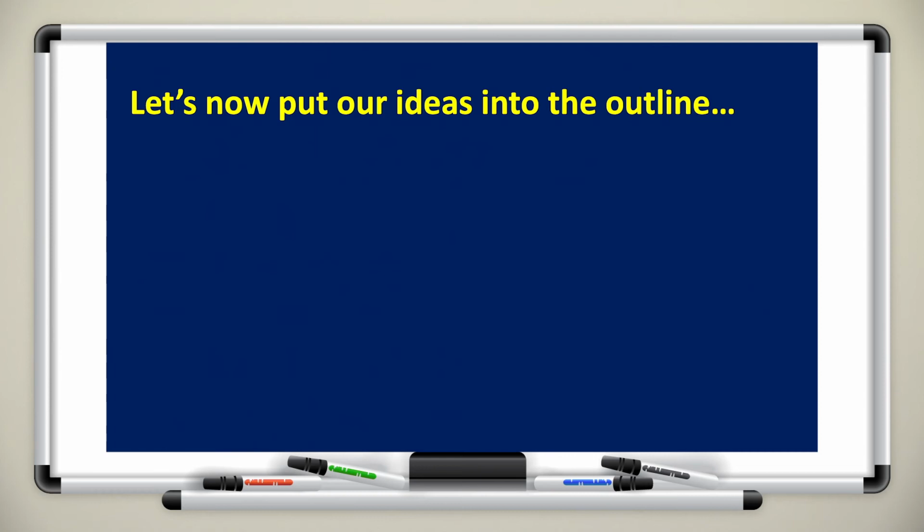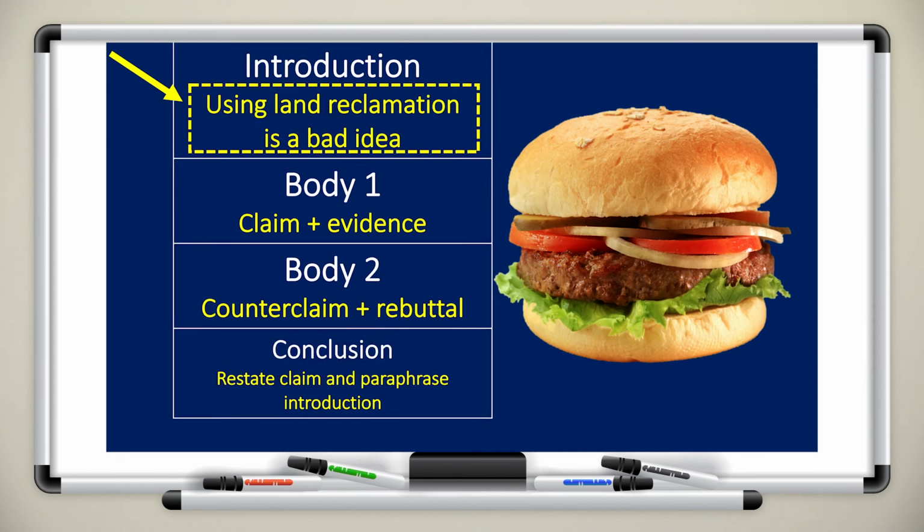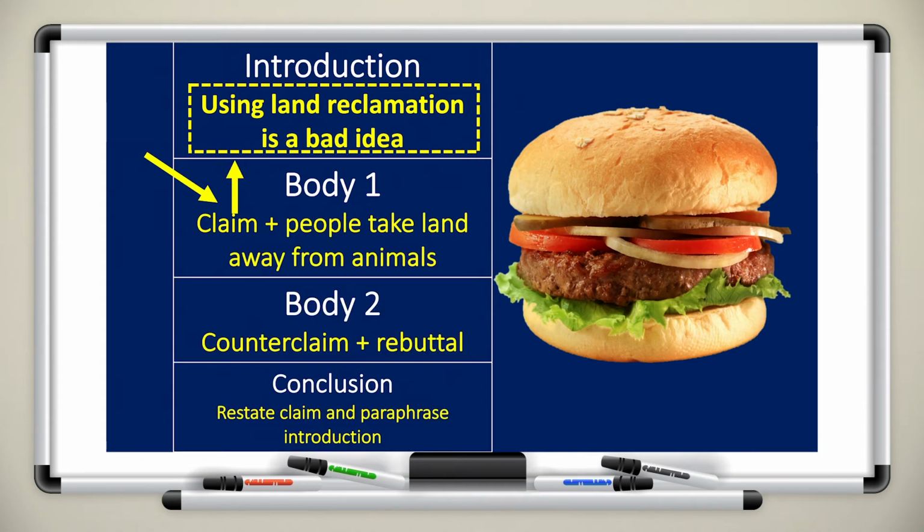Now, we've come up with our ideas. Let's put them down in our outline. So you start with your introduction, and we said we add our hook and our claim. And our claim here is using land reclamation is a bad idea. We then move on to body 1. We're going to be using that claim and providing evidence. So we can say, using land reclamation is a bad idea. People take land away from animals. This is my reason. That's why I think it's a bad idea.